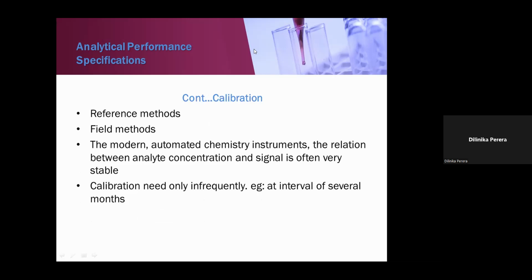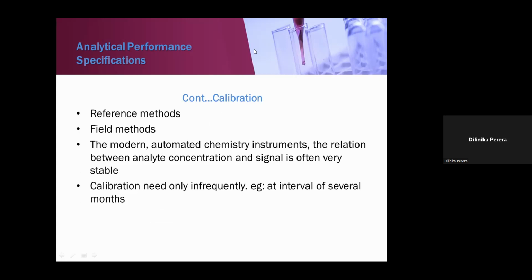So we know there are different methods. It could be a reference method or a field method. And nowadays, most laboratories use fully automated biochemistry analyzers or hormone analyzers. The relationship between the analyte concentration and the signal is often very stable, so we don't have to do calibrations frequently nowadays. It is needed very infrequently, sometimes at an interval of several months.